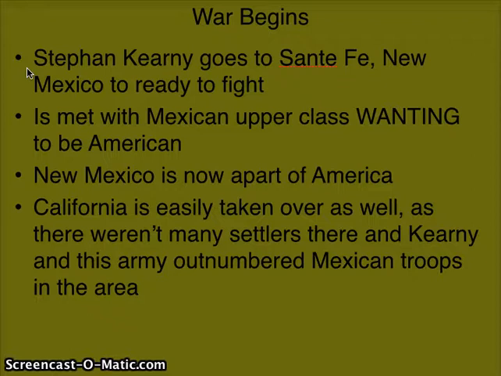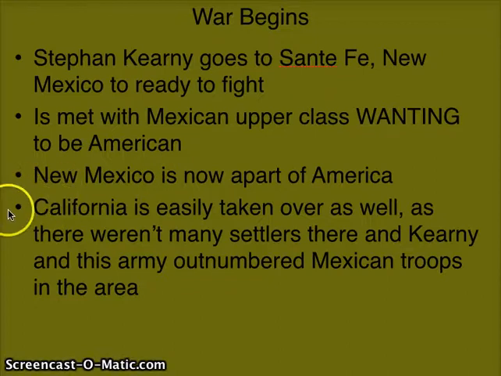The first troop is led by Stephen Kearny. Stephen Kearny goes to Santa Fe in New Mexico, and he is ready to fight with his men. But when they arrive there, the Mexican upper class wants to be American. So, no shot is fired. Basically, New Mexico is taken and is now an American state.